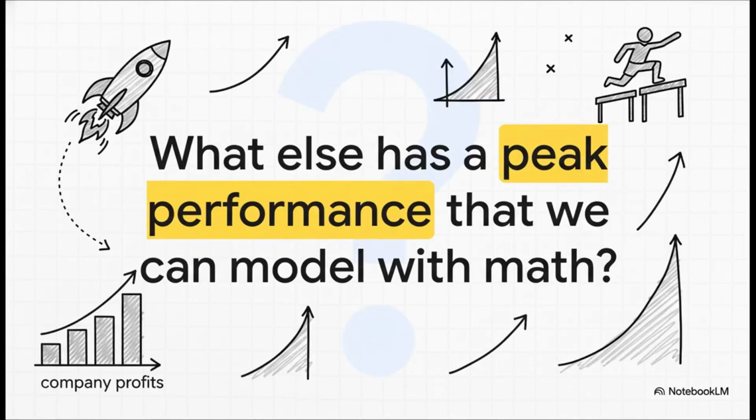And that leaves us with one last thought to chew on. We've seen how this math works for a company's savings, but what else in the world has a peak? Think about it. A rocket's altitude, a company's profit, maybe even an athlete's performance over their career. The world is just full of these curves, and now you have the tools to find the top.